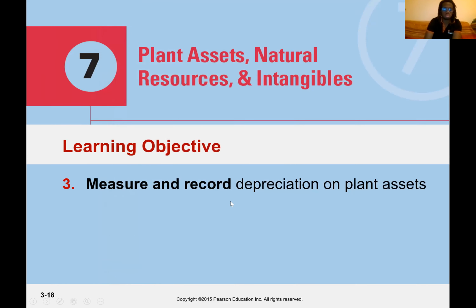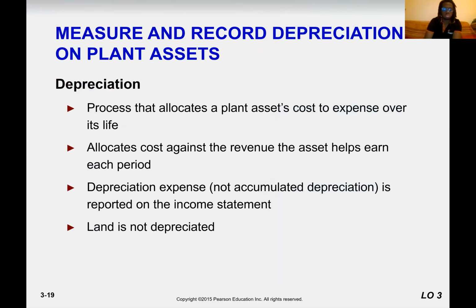Now here we go, we are starting a real deal here. Measure and record depreciation on plant assets. Up till now we have learned that we purchase this asset. What is the cost of that asset? The cost includes all the legal fees paid, commission paid, property taxes paid, all the taxes paid, and anything that you pay for the installation and testing to make the plant, machinery, or building usable. We call this the cost.